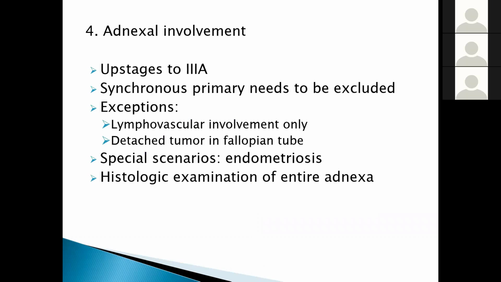Next one, just quickly. It bumps up the stage significantly. So if you have a little myoinvasion, it's a 1A. If it's in the adnexa, it's a 3A. So it's a huge deal. That's why we submit the whole thing. Make sure that what you're seeing is not just LVI, because that doesn't count. Free-floating tumor in the fallopian tube is very common. That also doesn't count. So for upstaging, you want to see tumor in the ovarian stroma or in the fallopian tube wall before you bump it up to 3A.